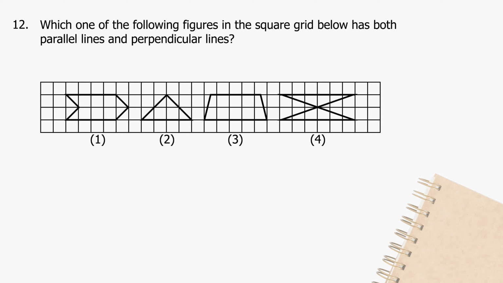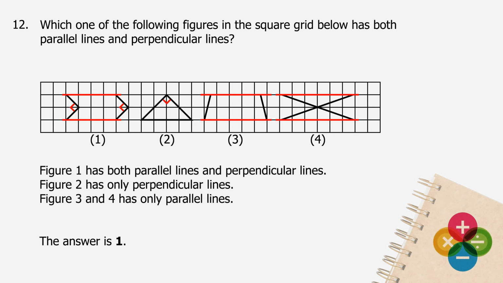Question 12. Which one of the following figures in the square grid below has both parallel lines and perpendicular lines? Figure 1 has both parallel lines and perpendicular lines. Figure 2 has only perpendicular lines. Figure 3 and 4 has only parallel lines. The answer is 1.